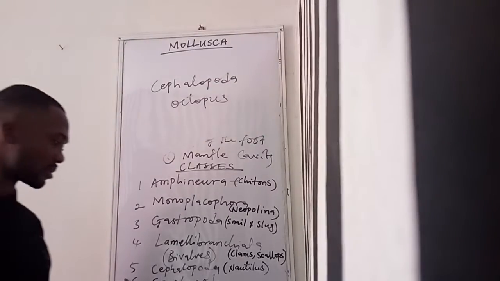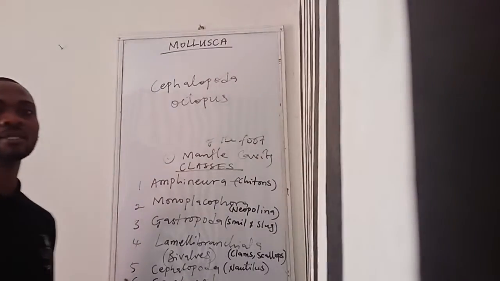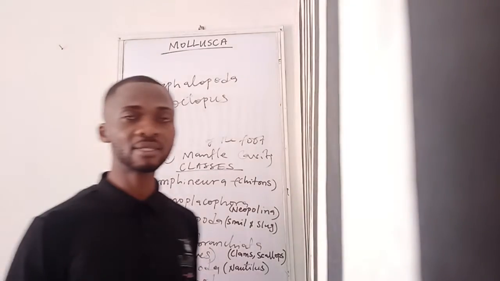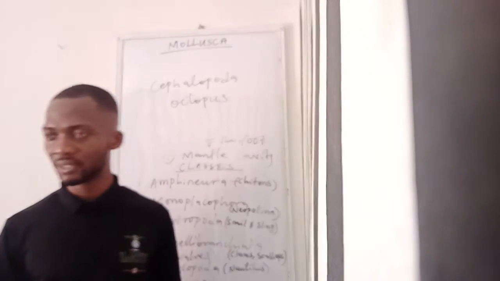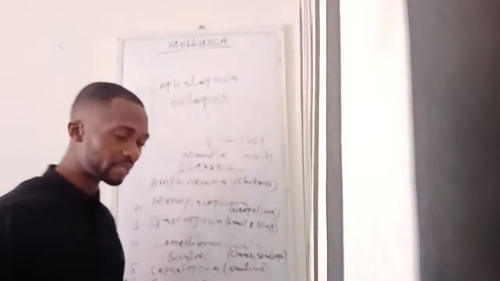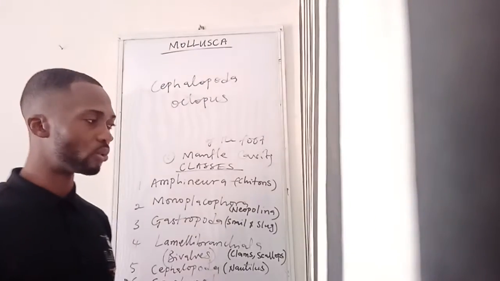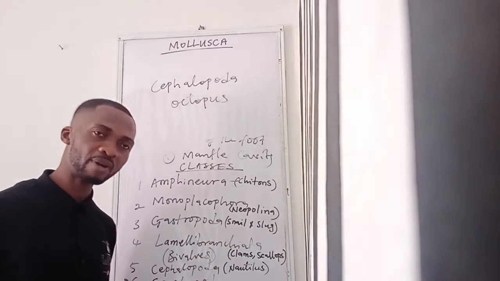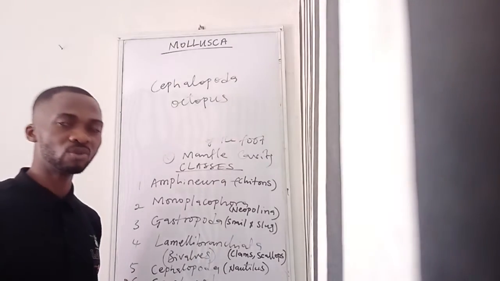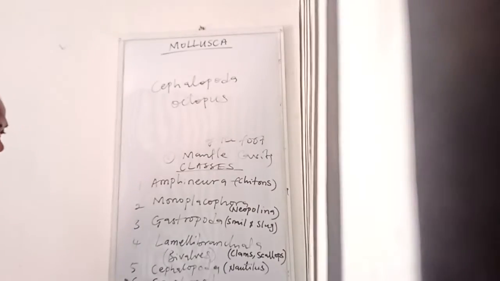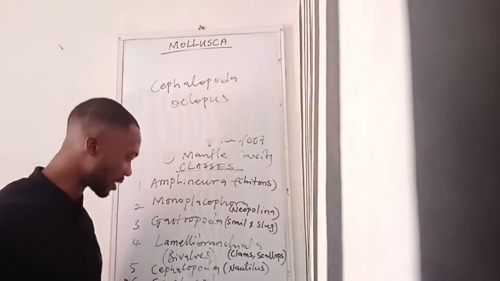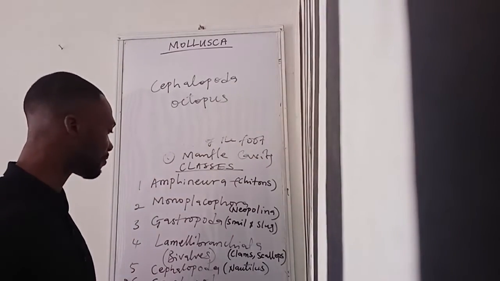Then the last but not the least is the scaphopoda. Members of this group are devoid of eyes, they lack eyes, and the reason they lack eyes is because they are usually found buried at the bottom of the ocean. So they do not have any need for eyes because of the nature of their habitat, the scaphopoda.